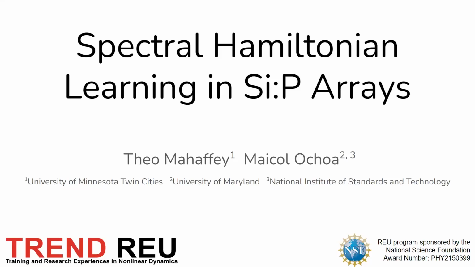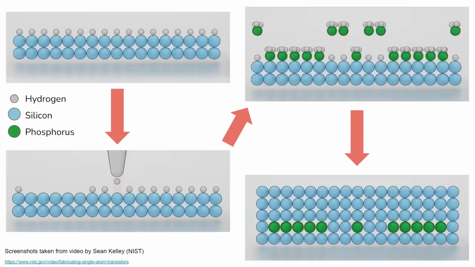My mentor this summer was Michael Ochoa, and I'm going to be telling you about the work I was doing this summer on spectral Hamiltonian learning in silicon phosphorus arrays. So for starters, I want to explain what these arrays are.